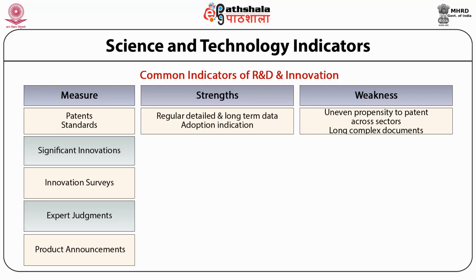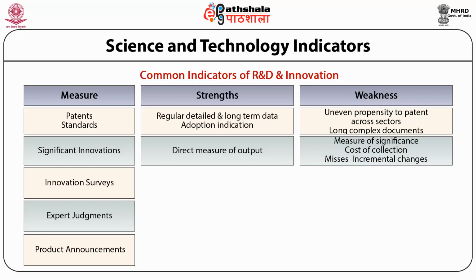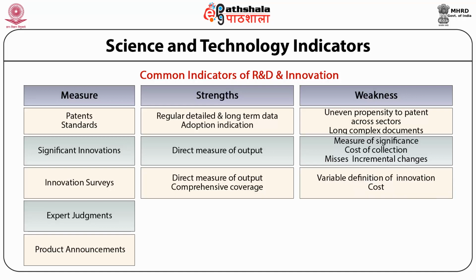Significant innovation is a direct measure of output. It helps to measure the innovation which has happened, but again the weakness is the cost of collection, and it misses incremental changes. Innovation survey is a direct measure of output, and one can make it very comprehensive through an extensive survey. But the weakness is that the variable definition of innovation raises questions of reliability and validity, as well as the cost involved in innovation surveys.